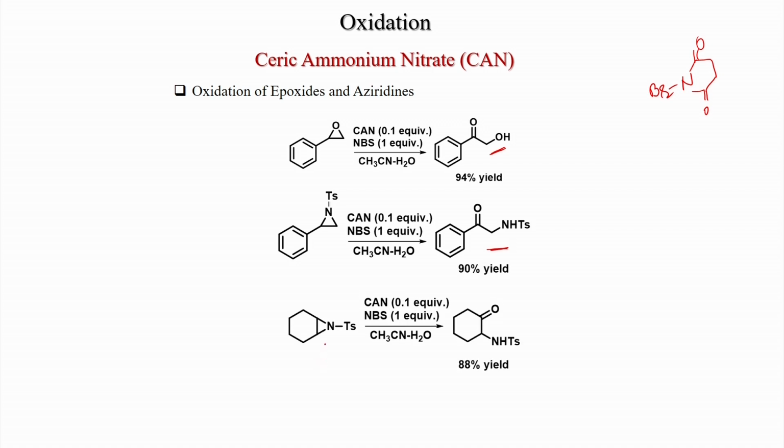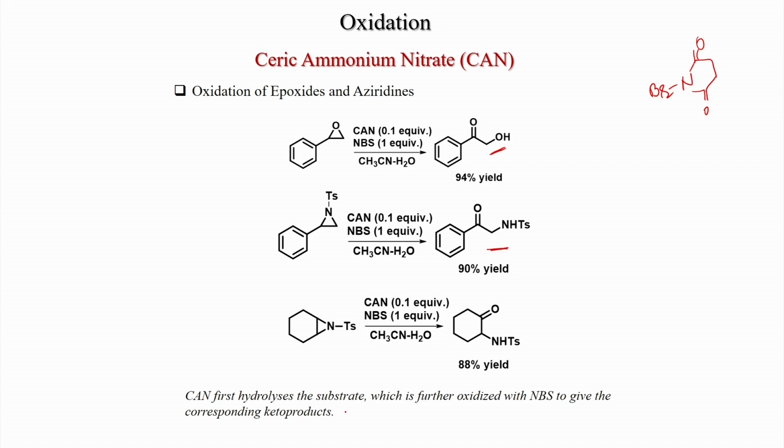Also a cyclohexyl containing aziridine can be opened under this condition and gives this aminoketone with cyclohexyl group in 88% yield. So, what is the mechanism of this reaction? Most likely, the mechanism is that it can first hydrolyze the substrate. When water is there and ferric ammonium nitrate is also a Lewis acid, cerium 4, it will coordinate with the epoxide, and the aziridine will also coordinate with the cerium plus 4, and then water will attack and give the alcohol, and that alcohol will get oxidized with NBS to give the corresponding keto products.